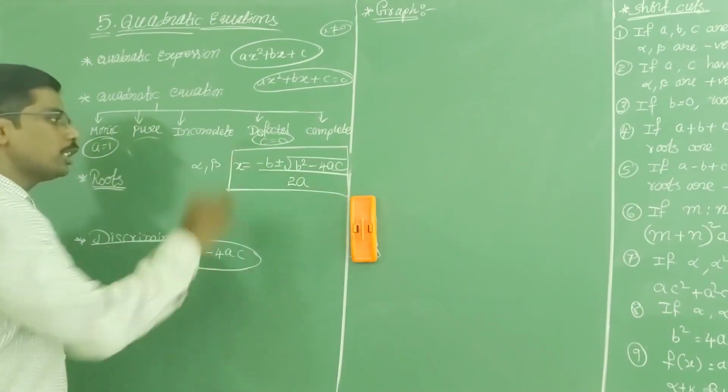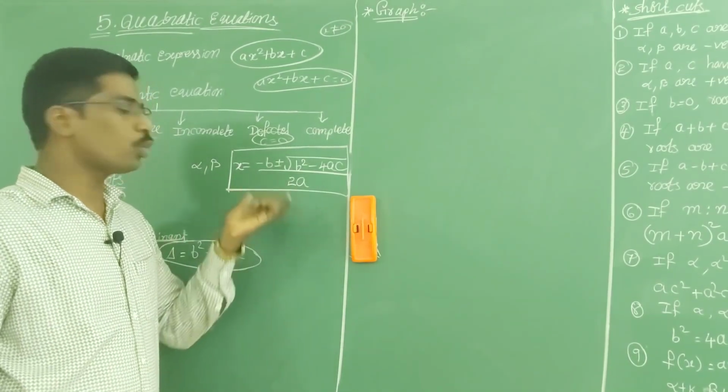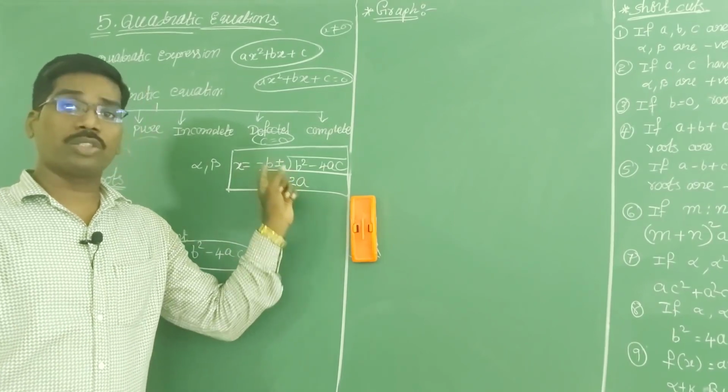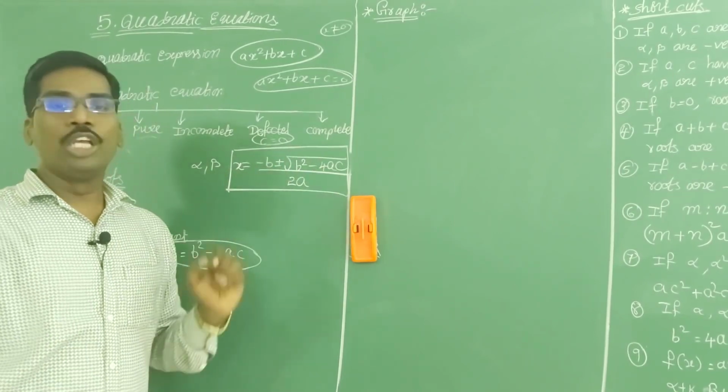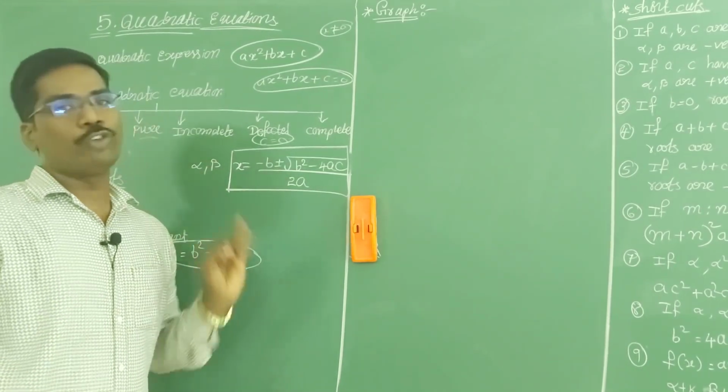So if you substitute these values, the quadratic equation becomes satisfied. That's what these are called roots. So the roots of the quadratic equation are nothing but minus b plus or minus root over b square minus 4ac by 2a. So we can solve the quadratic equation by factorization method and using formula method.